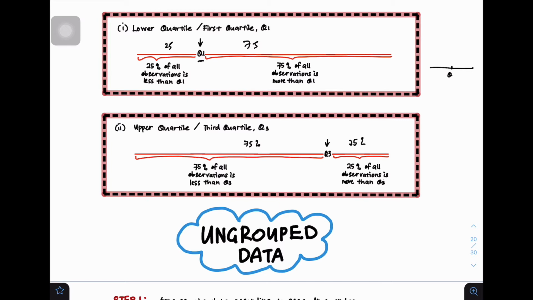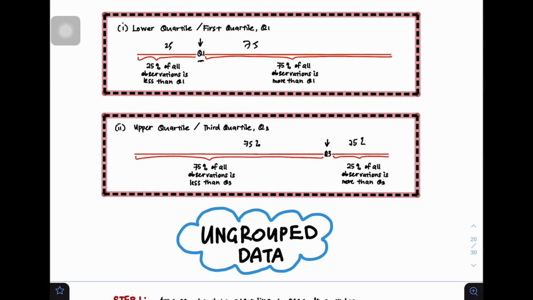This one is Q2. Okay, so if we are talking about Q2, we actually talking about the median value, because below the Q2 you have 50% of data, and upper Q2 you have another 50% of data, because we are talking about median. Now if we are talking about upper quartile, which is Q3, it means that 25% of all observation is more than Q3.